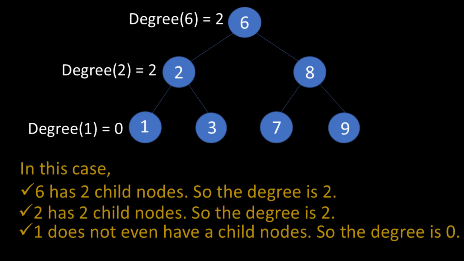In this tree, you can see the degree of 6 is 2 because 6 has two children. And if you take number 2, it also has 2 child nodes, so its degree value is 2. If you take number 1, it has no child nodes or connected edges, so its degree is 0.